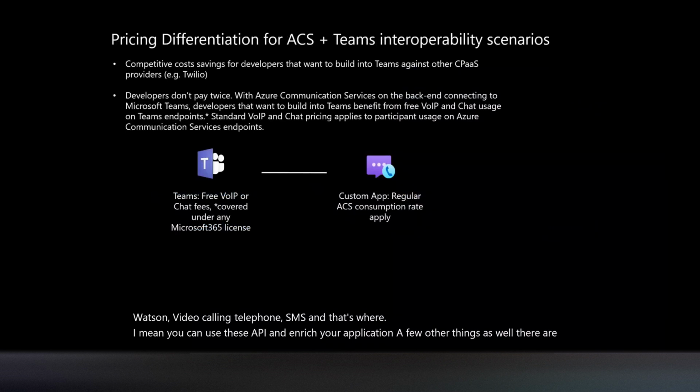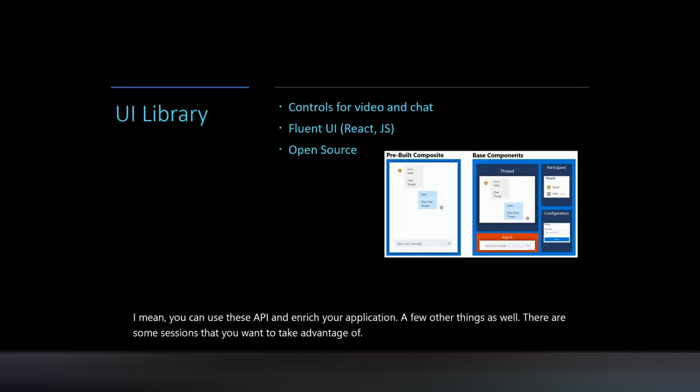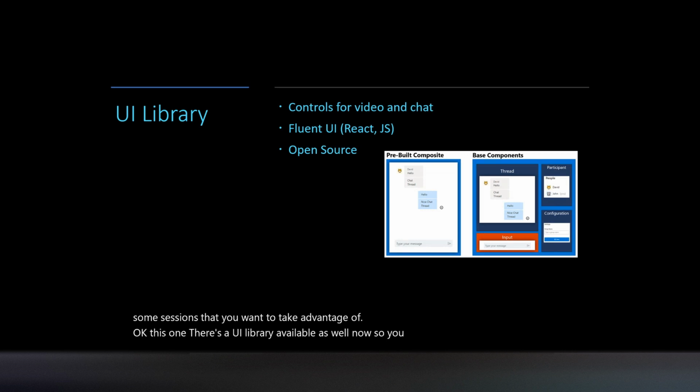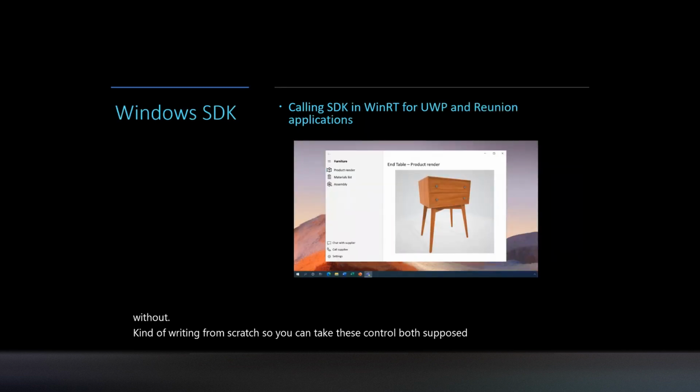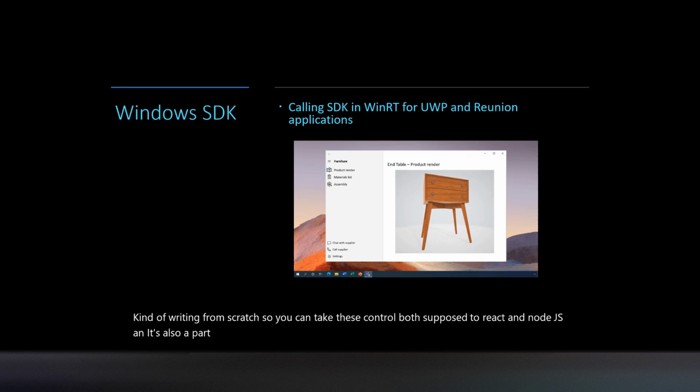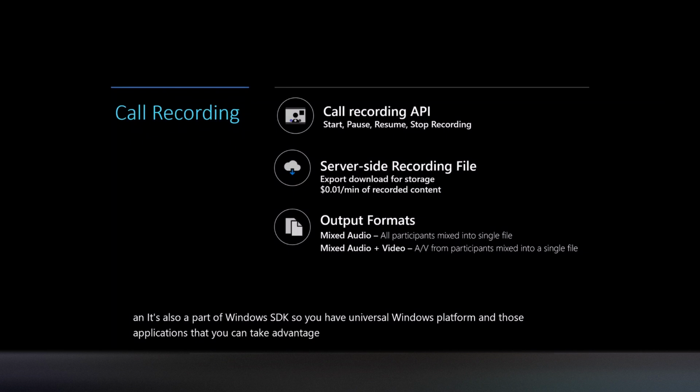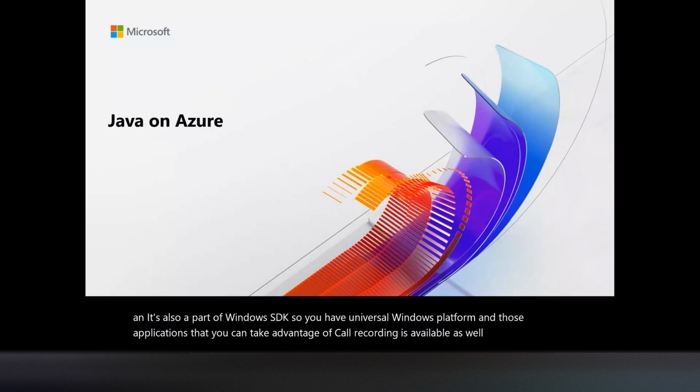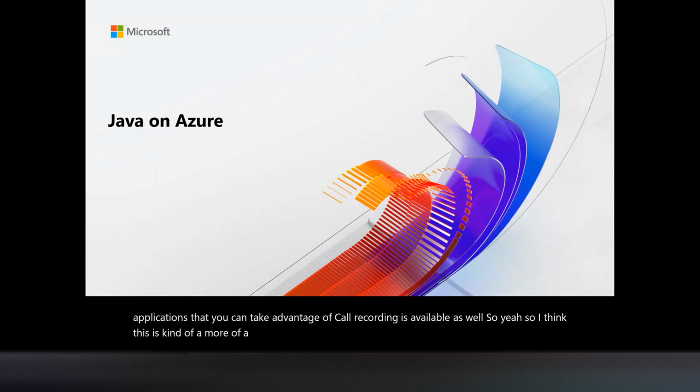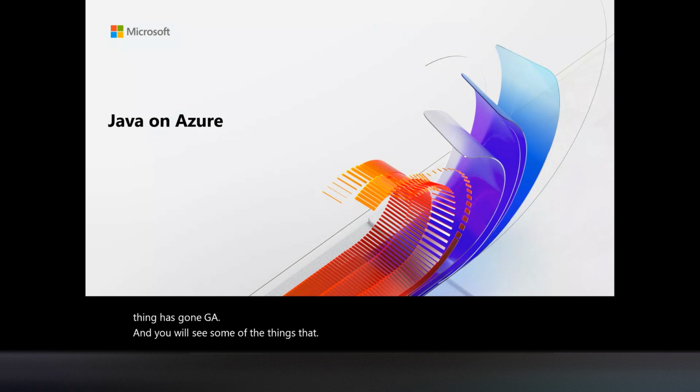There are some sessions that you want to take advantage of. Okay. This one, there's a UI library available as well now, so you can build these controls without kind of writing from scratch. So you can take these controls, both supports React and Node.js, and it's also a part of Windows SDK. So you have Universal Windows Platform and those applications that you can take advantage of. Call recording is available as well. So yeah, I think this is more of a recap. There are some enhancements on certain features as this thing has gone GA, and you will see some of the things. Basically making the life easier for developers where they want to take advantage of these features.